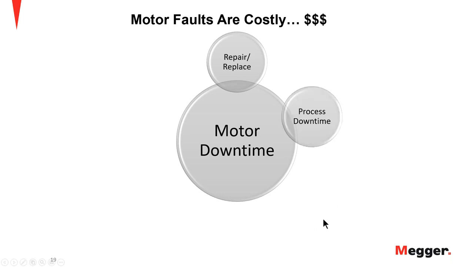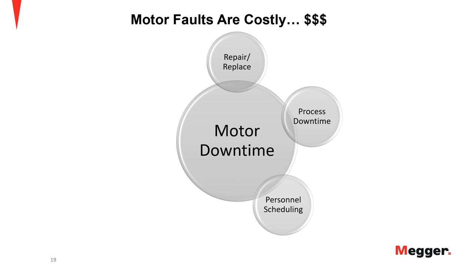Then there's process downtime. What is the motor tied to? If the motor's down, the process is down. Are you able to divert the process over to another part of the plant and still keep it running at a lower output? These things have to come to mind, and what we can do when this motor goes out.